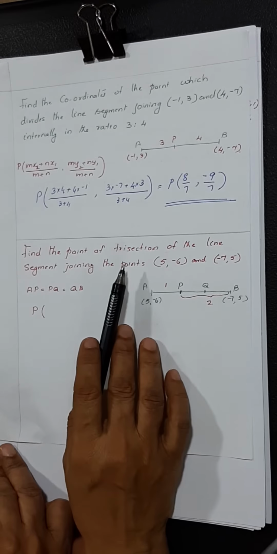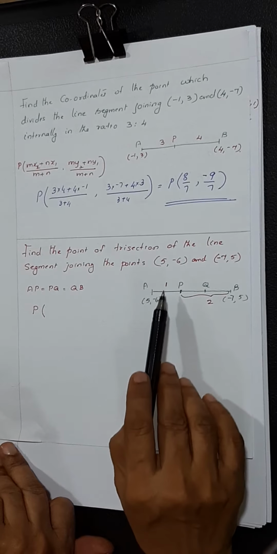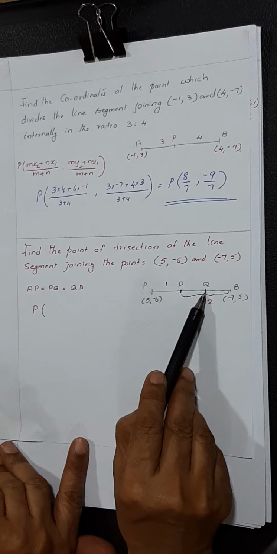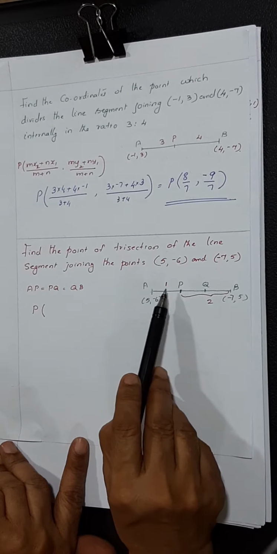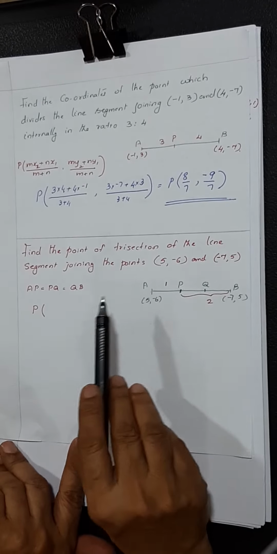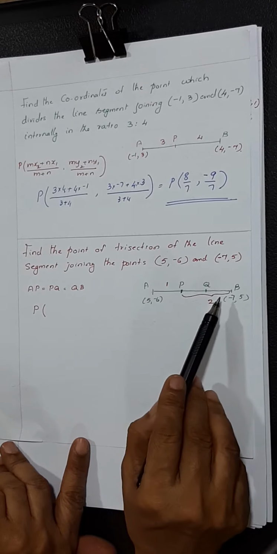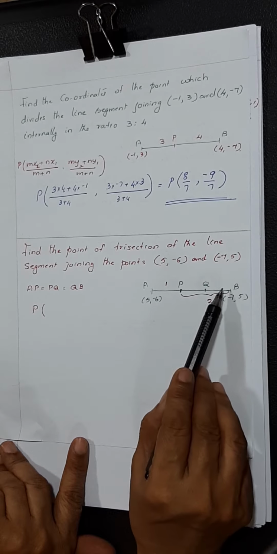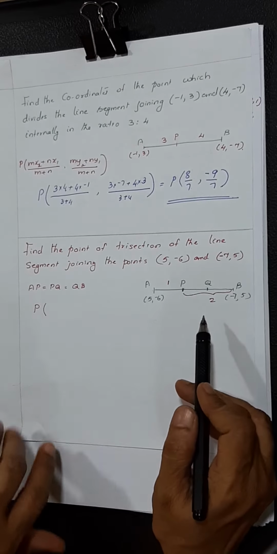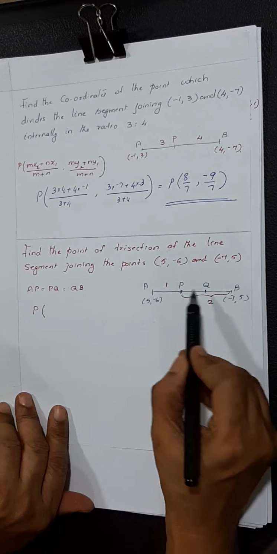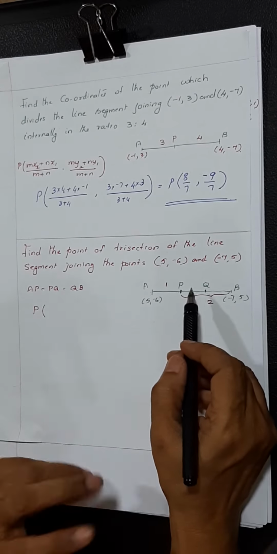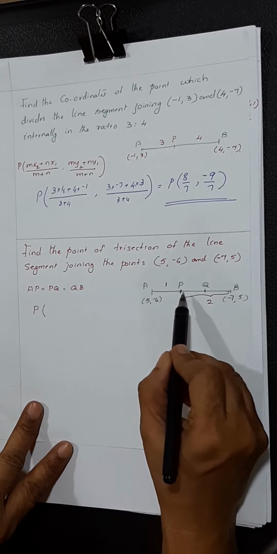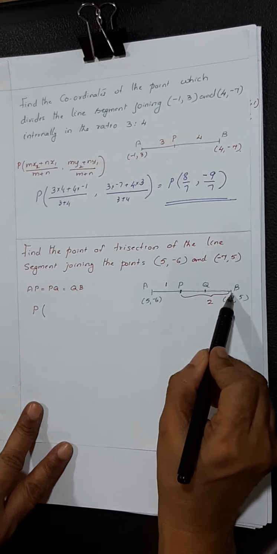Now find the points of trisection of the line segment joining the points (5, -6) and (-7, 5). So here P, Q are the 2 points. Now it is trisected, that means the line segment AB is divided into 3 equal parts. So AP equal to PQ equal to QB. So here what we can do is, we can find either P or Q, and then for the remaining you can use the midpoint. So here I have taken AP as 1 and PB as 2.